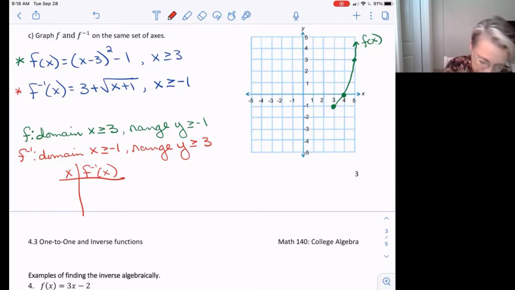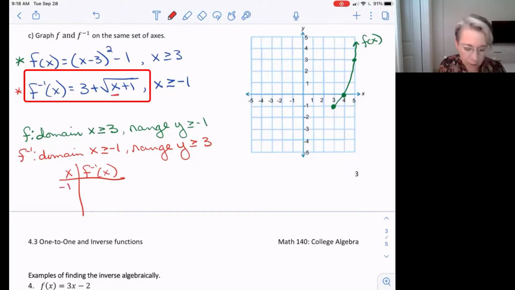For example, let's plug in a -1 for this x up here. -1 plus 1 gives us 0. So we get the point -1, 3. Yay. If we plugged in 0 for x, we get the square root of 1, which is 1.